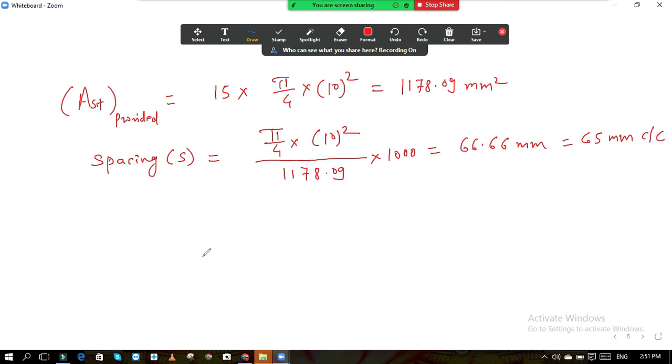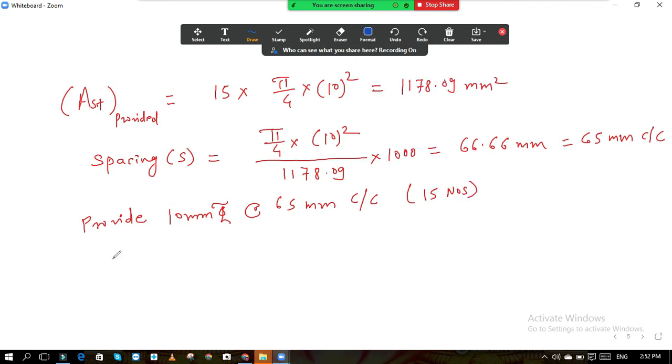66.66 mm, which is taken as 65 mm center to center. So here you can write, provide 10 mm diameter bar at 65 mm center to center. The number of bars required is 15 numbers.